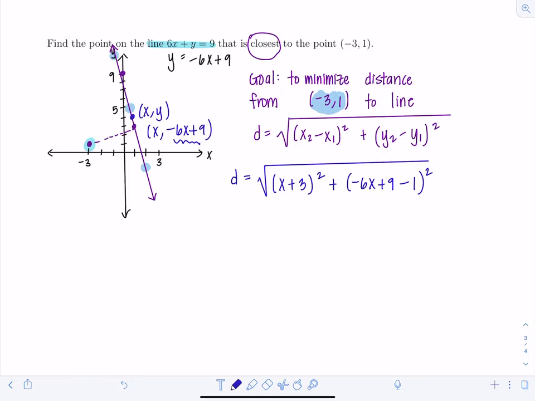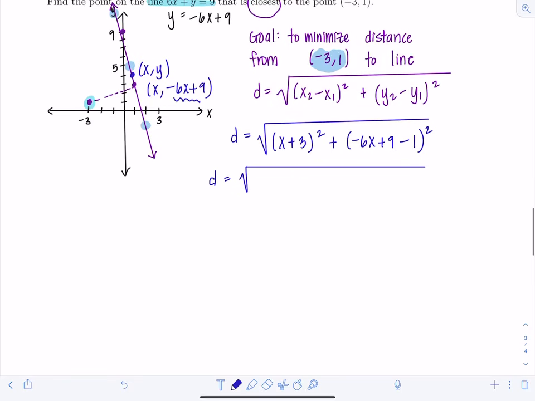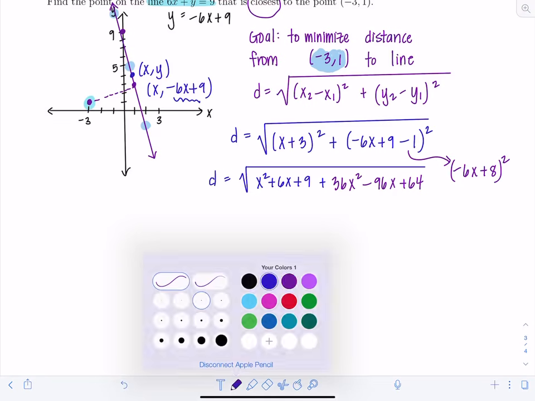Then let's start cleaning things up a little bit. So d equals the square root. Quantity x plus 3 squared is going to be x squared plus 6x plus 9, plus, and then let's see here, just so we save a little bit of time, this is (-6x plus 8) squared. So that's going to give us plus 36x squared minus 6 times 8, that's 48 times 2, so it's -96x plus 64. Beautiful. And then I can combine like terms.